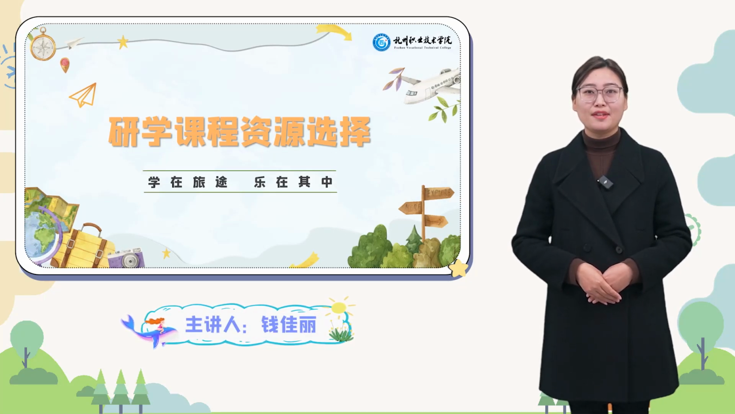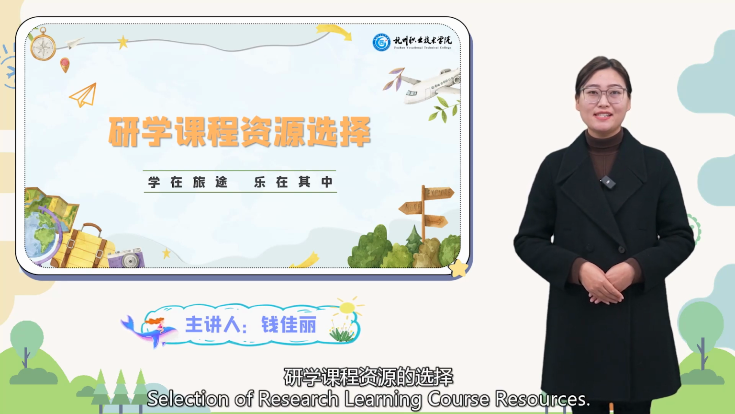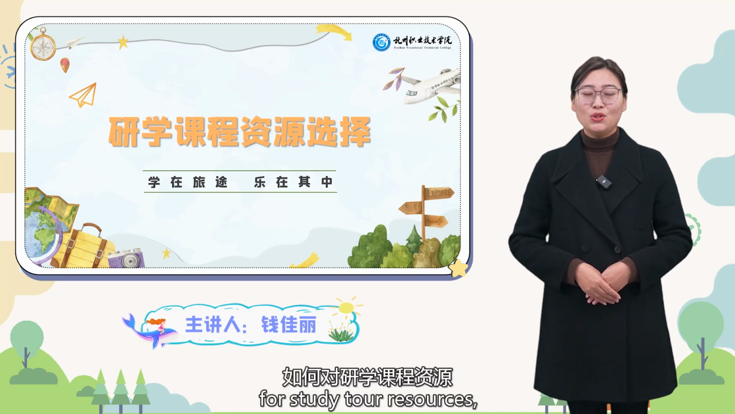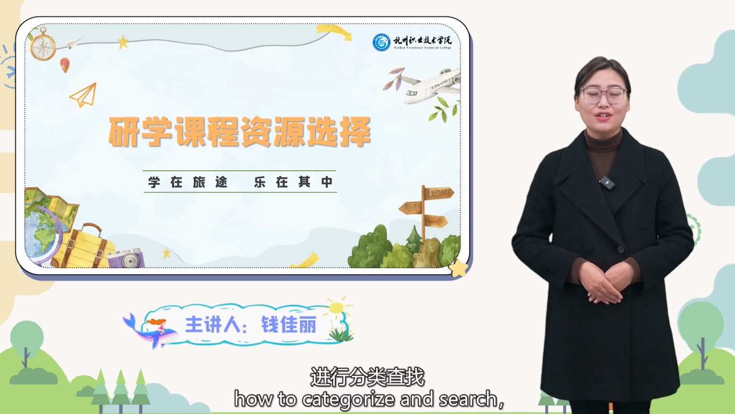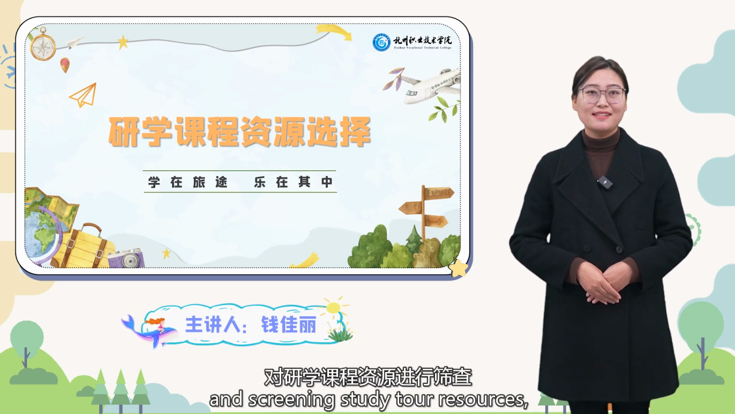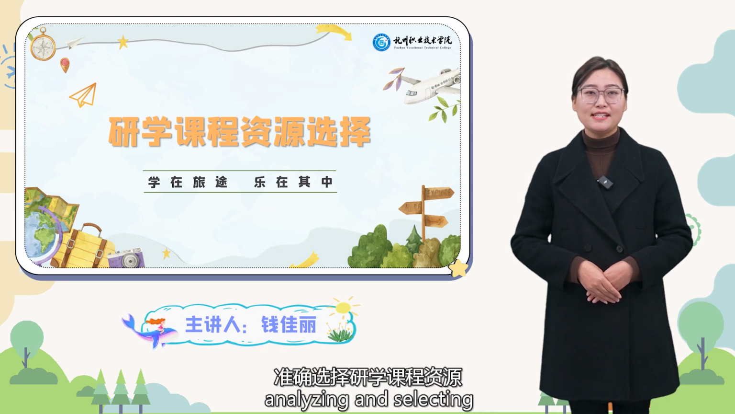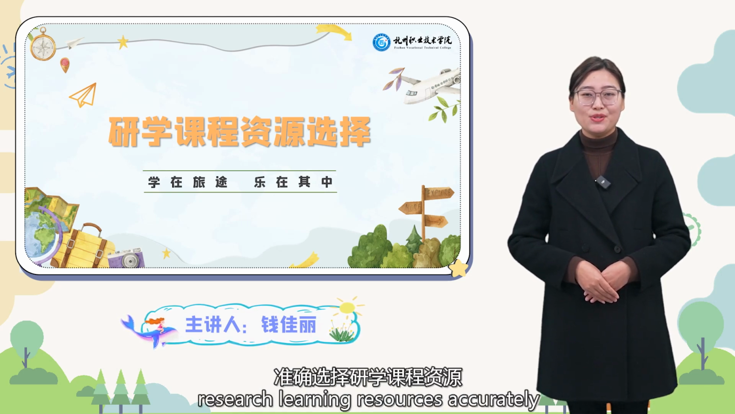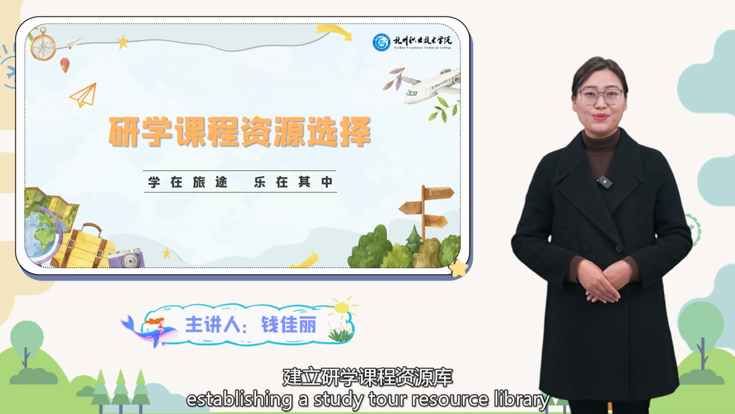In this session, we will be learning about selection of research learning course resources. For study tool resources, how to categorize, search and screen study tool resources based on requirements, analyzing and selecting research learning resources accurately according to certain rules, establishing a study tool resource library.